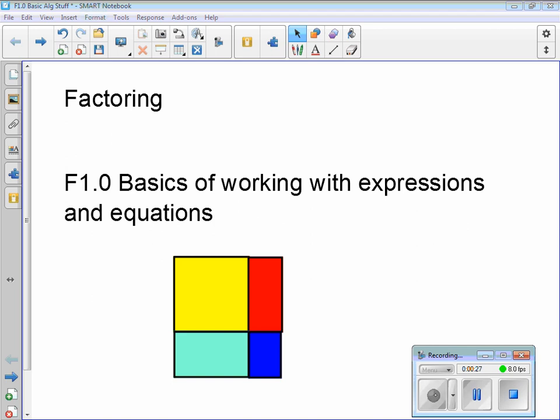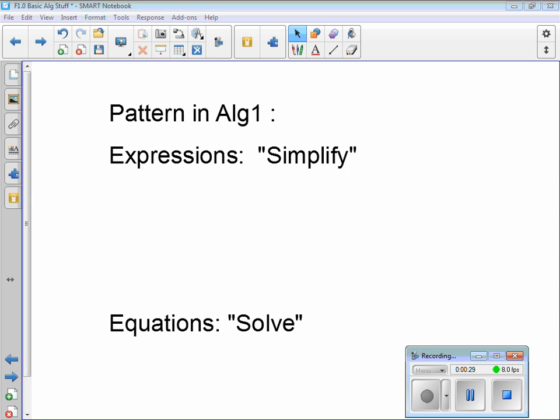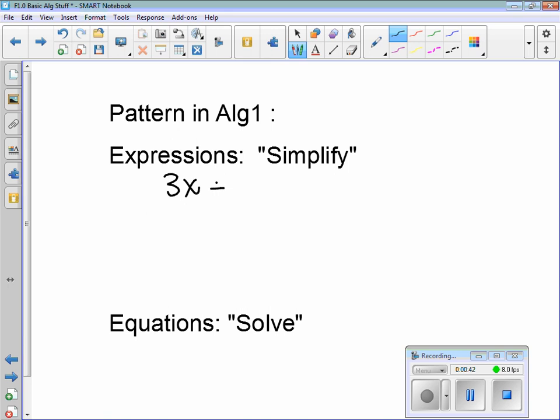Let's get started. I'm not sure if you've ever noticed this, but when you were doing Algebra 1, there was a typical pattern to the way that they dealt with different kinds of problems. They would start you off with expressions, and these expressions are things that would have no equal sign involved in them, okay? So it might be things like that. And those are expressions.